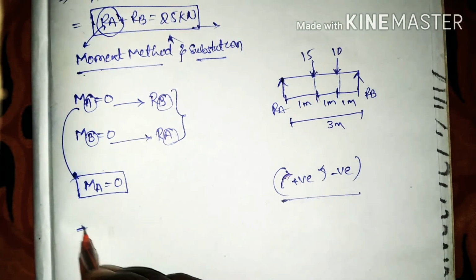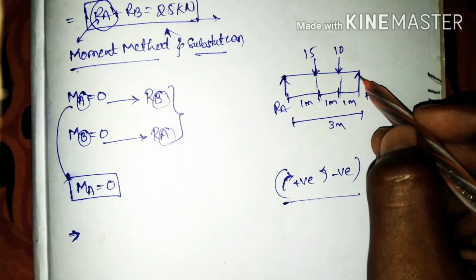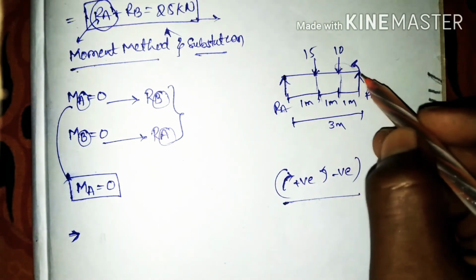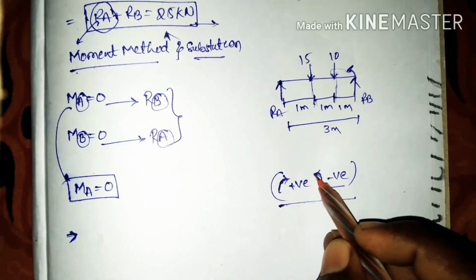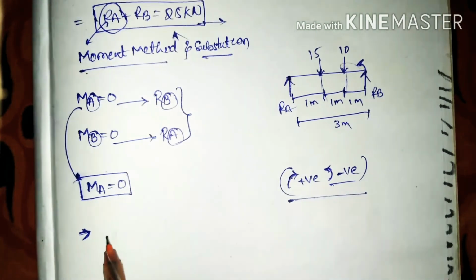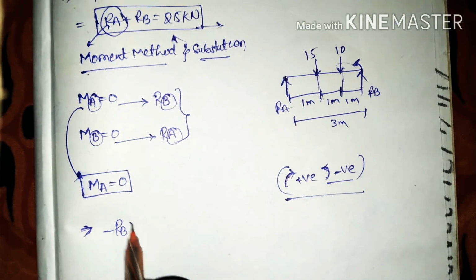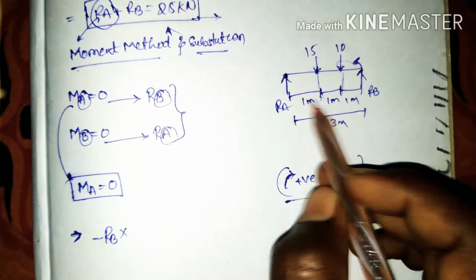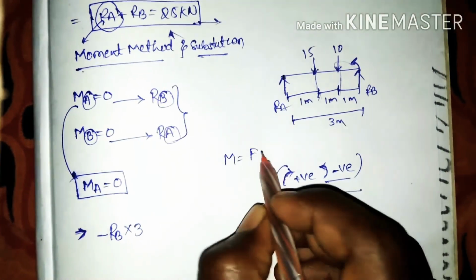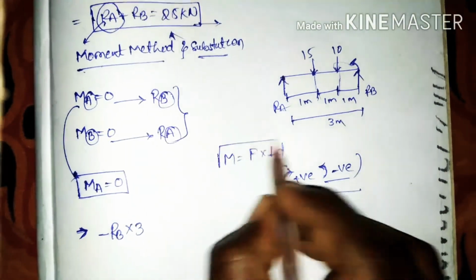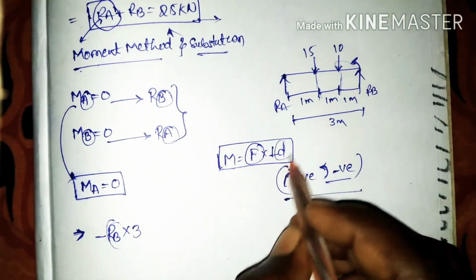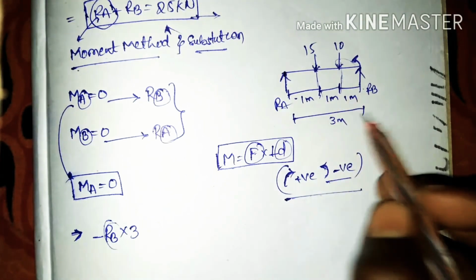And next we have the RB reaction. This is going to take the moment in the anti-clockwise direction, so I am taking it as negative, that is minus RB into the distance from A to B, which is 3 meters. The moment is equal to the force into the perpendicular distance. Similarly, the force is RB and the perpendicular distance is 3 meters.